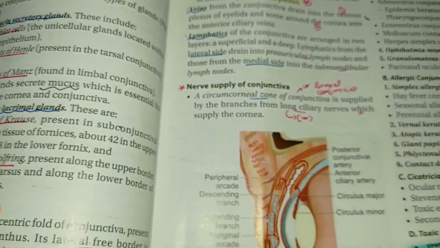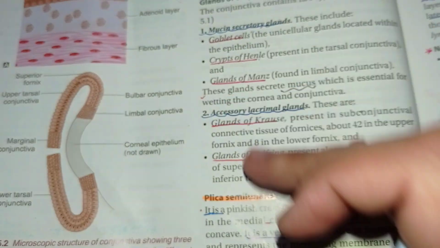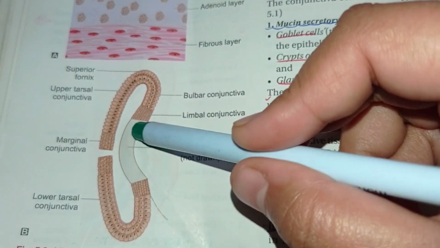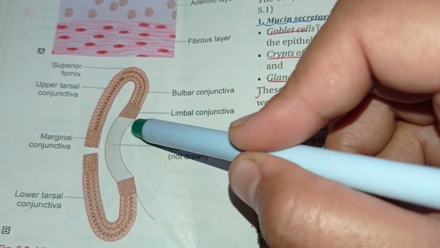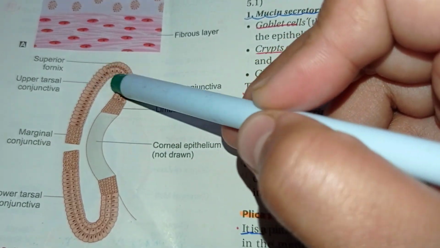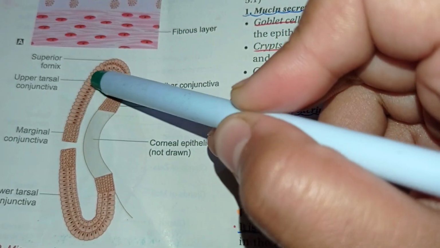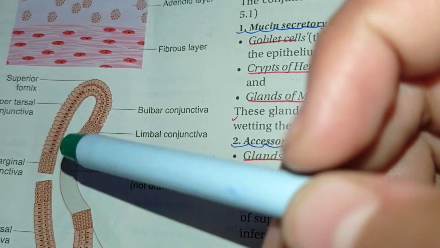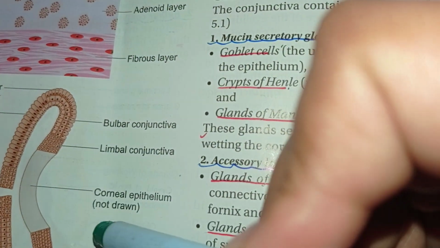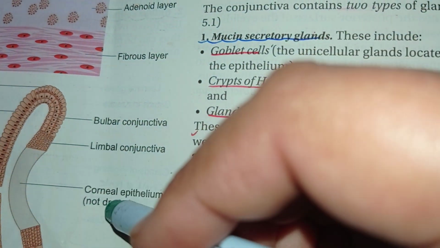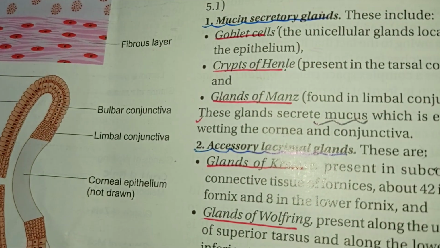So we can again see in this picture here. This one up here is our cornea, this one is our limbal conjunctiva, this is the bulbar conjunctiva, this is the superior fornix, this is the upper tarsal conjunctiva, and this is the marginal conjunctiva. So these are the parts of the conjunctiva, and we also have the caruncle and plica semilunaris.